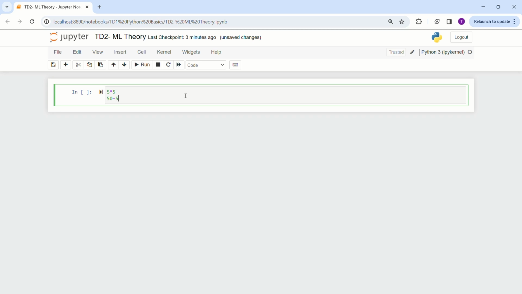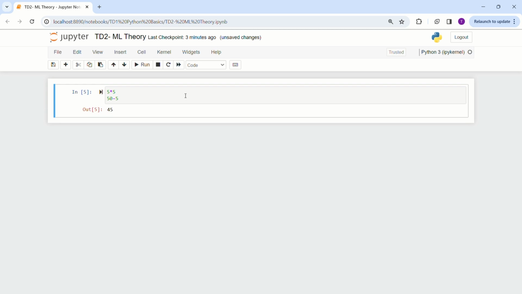We're going to run the cell by hitting Control Enter, and then we'll see that the output is 45. So 5 times 5 is 25, and 50 minus 5 is 45. The numbers were the data, and then the arithmetic operators were the rules.